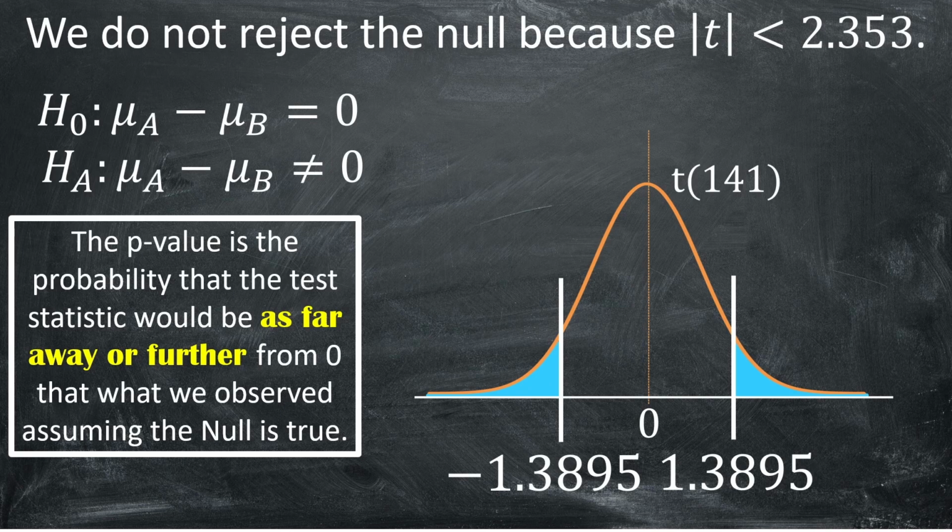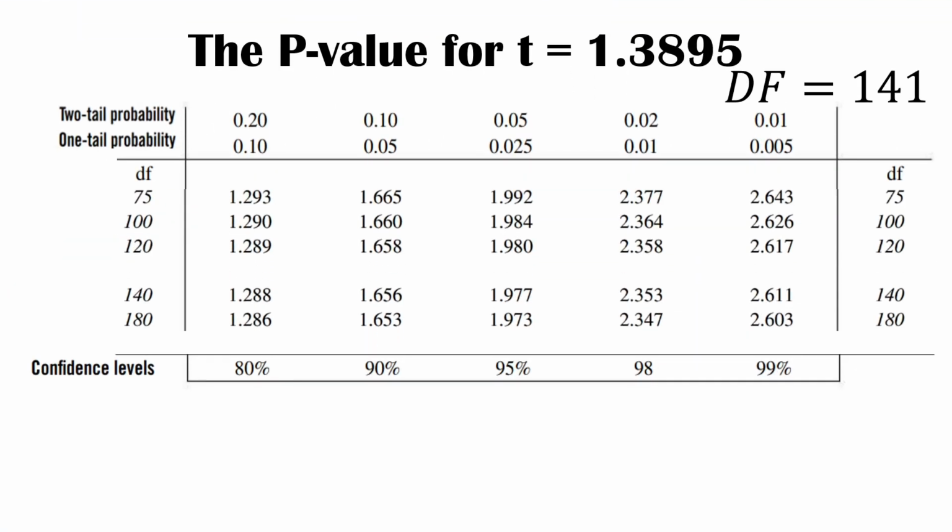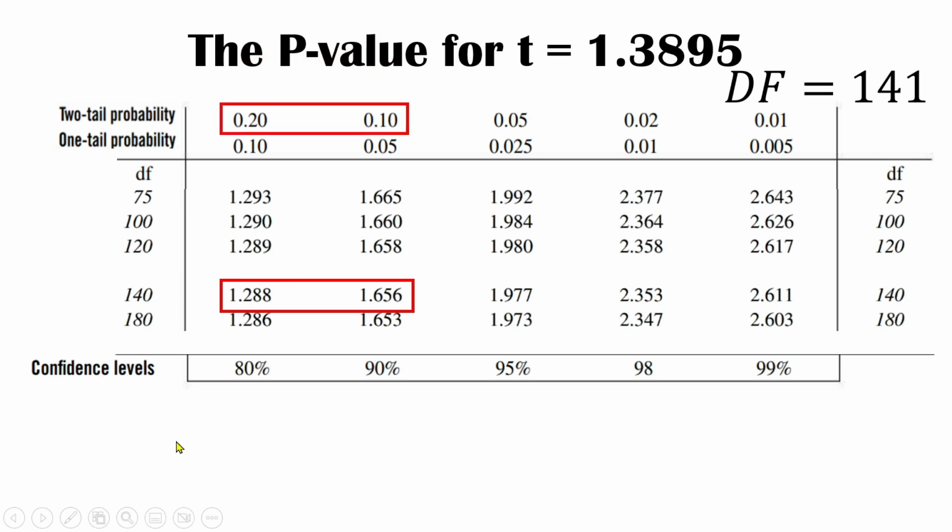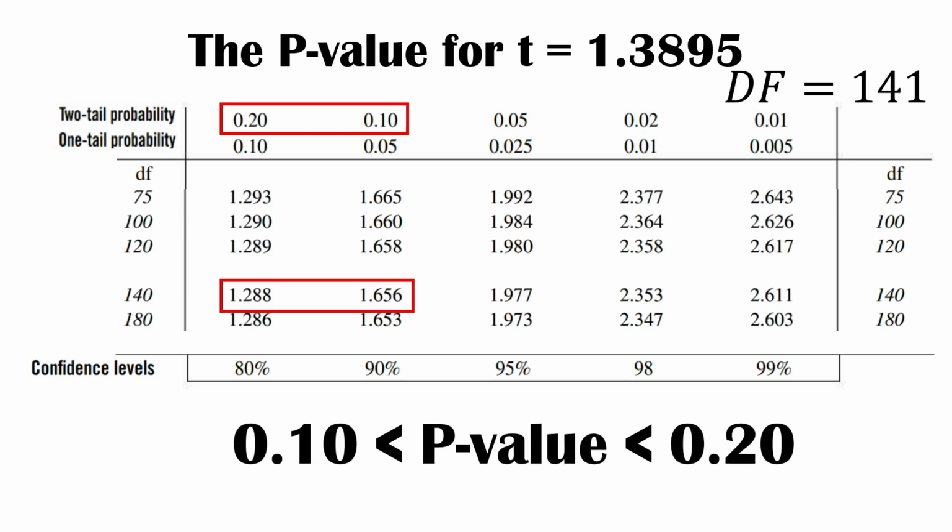So how do we estimate those? Well, we go to the t-table again. Again, we're looking at 140 degrees of freedom. We see our test statistic falls between these two numbers. And therefore, the p-value, looking at the two-tailed probability, falls between 10% and 20%. So the p-value is more than 10% but less than 20%. More than 10%, so we're not going to reject our null hypothesis at the 2% level of significance.